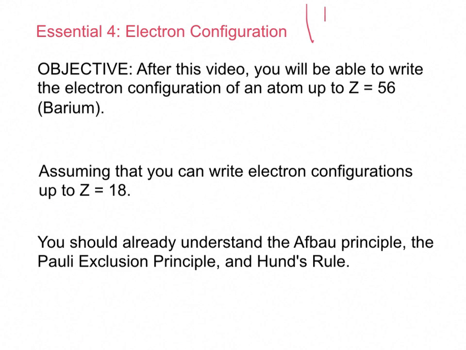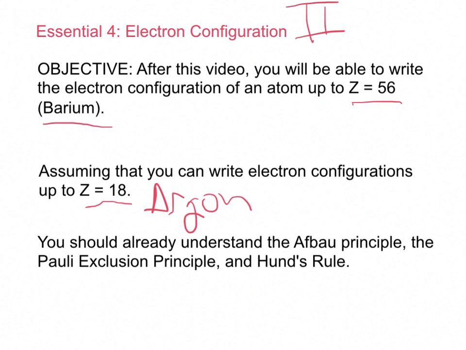Electron Configuration Part 2. After this video, you will be able to write the electron configuration of an atom up to barium, which has an atomic number of 56. Now, I'm already assuming that you can write electron configurations up to argon, which has an atomic number of 18. And I'm also assuming that you already understand the Aufbau Principle, the Pauli Exclusion Principle, and Hund's rule. If not, then you need to go back and look at Part 1.